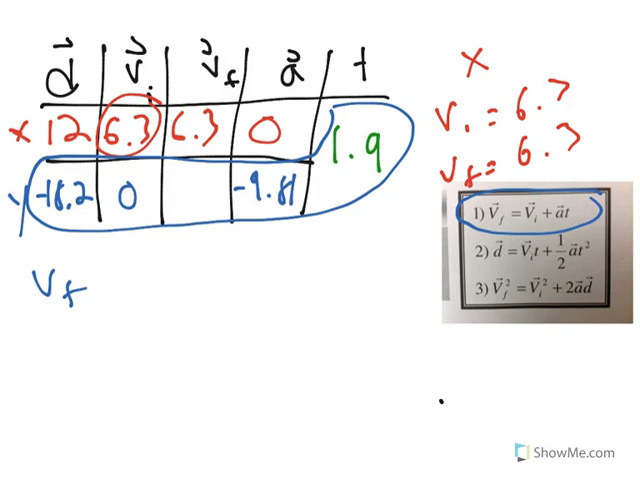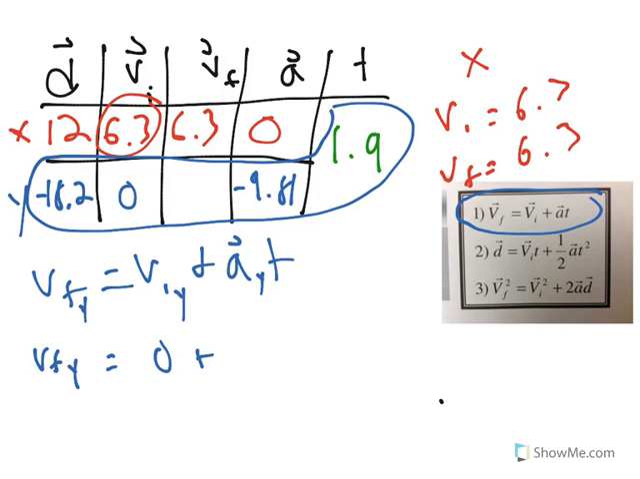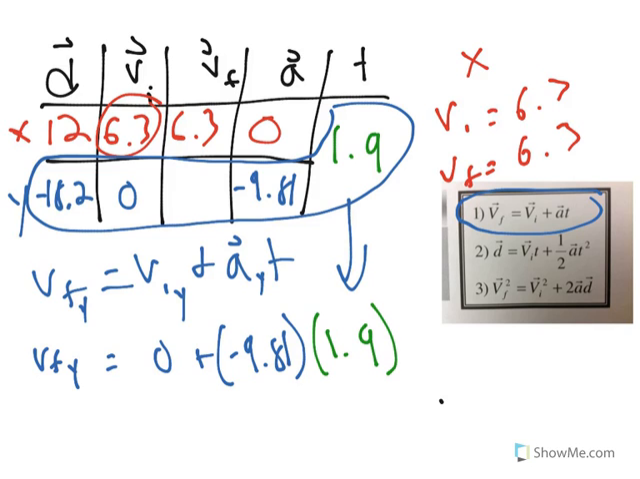Vf is equal to vi plus at. Now this is the acceleration in the y, this is the initial velocity in the y, and this is vf in the y. Well, vf we don't know, so we'll just call that vfy, is equal to vi, 0, plus acceleration, negative 9.81, times our time, which is 1.9. Notice again, these are all taken from the y column of our DiVAT table.